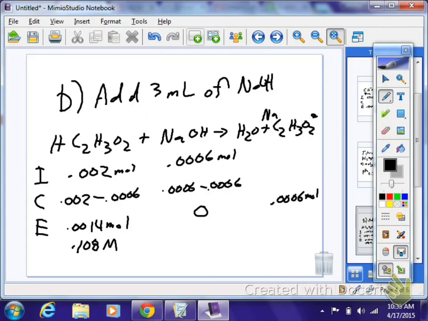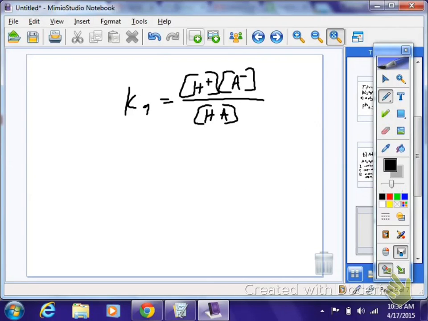Okay? And then the 0.006 divided by 0.013 is 0.046 molarity. Okay? So what we can do, I want you to look in your packet. So we got the pH to begin with. Okay, we've got that figured out.